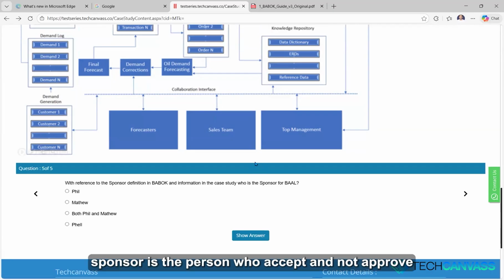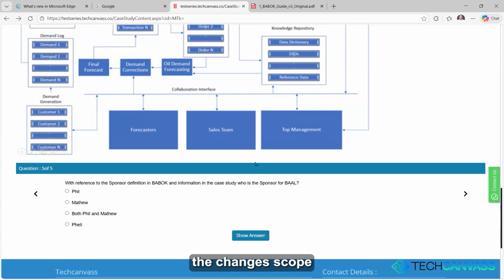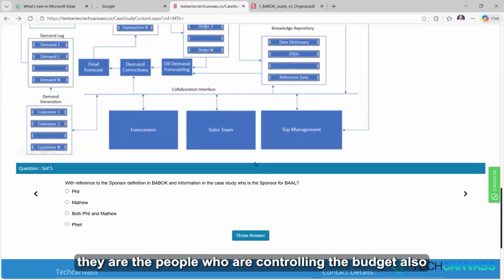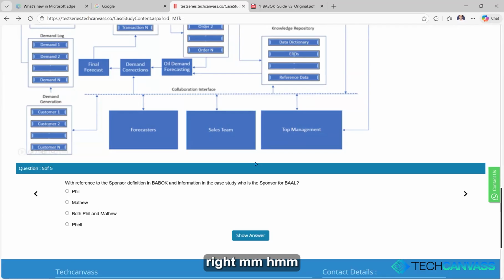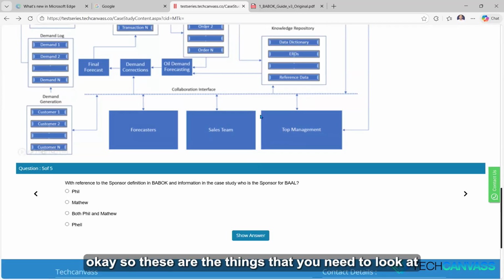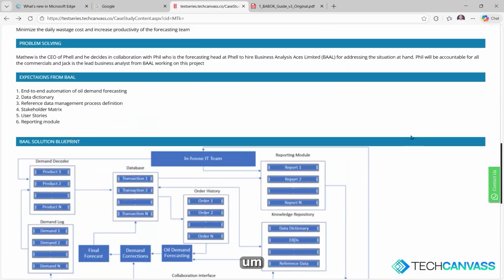Sponsor is the person who accepts and approves the changes in scope. Very close, yes. And remember one thing, they are the people who are controlling the budget also, right? So these are the things that you need to look at.